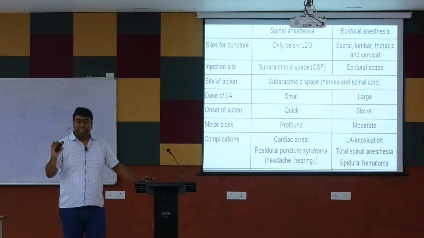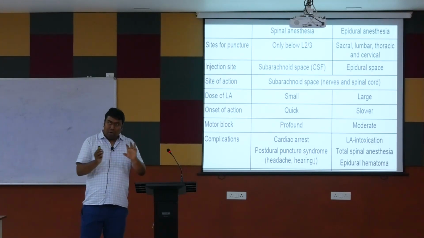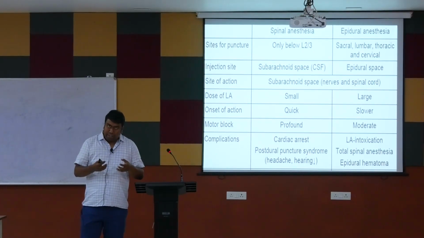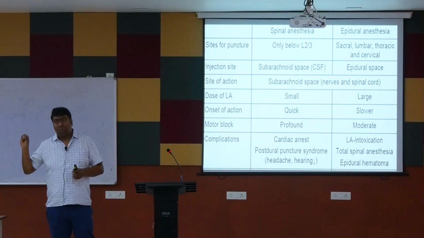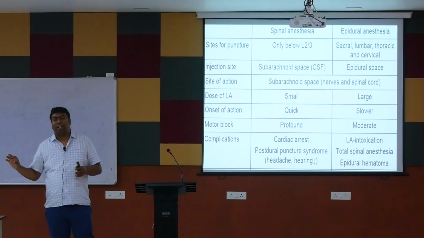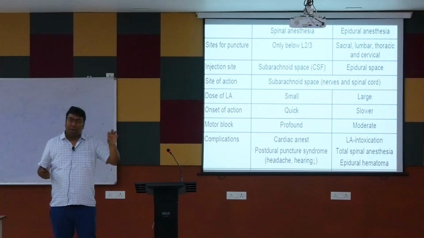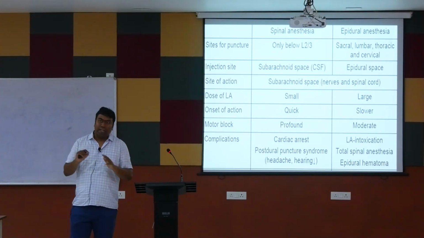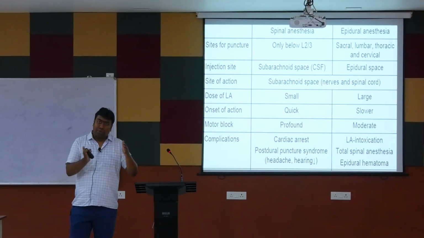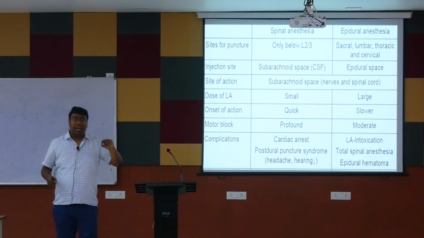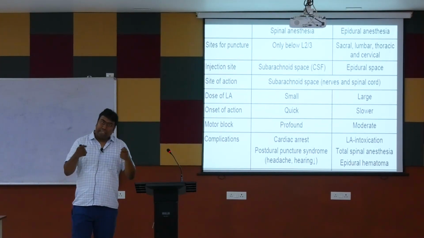So the difference is that spinal requires a smaller amount of drug, is more potent, and has early onset, whereas epidural requires a larger amount, is less potent than spinal, and has less inhibition of the motor component. Where is this drug given? Epidural, by its name, is very easy: it is the epidural space. In the case of spinal, you have to remember it is not the spinal space, it is the subarachnoid space. But the action of both these drugs is in the subarachnoid space.